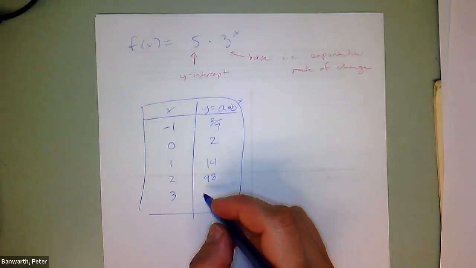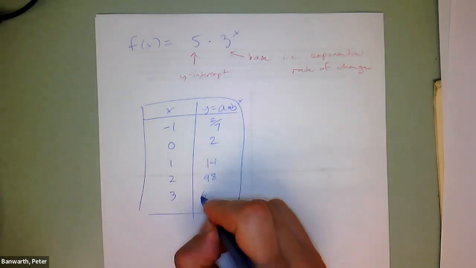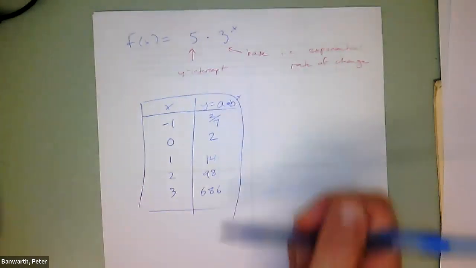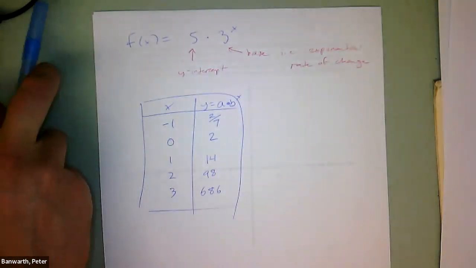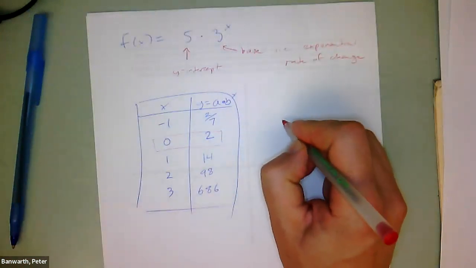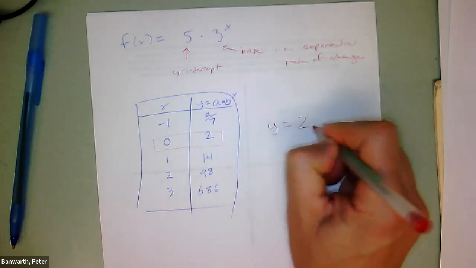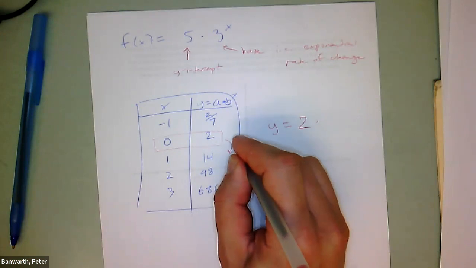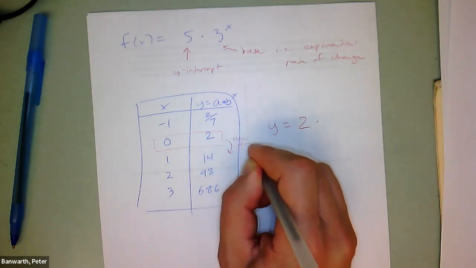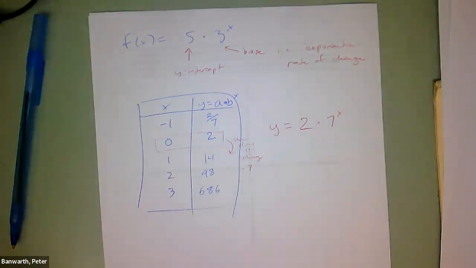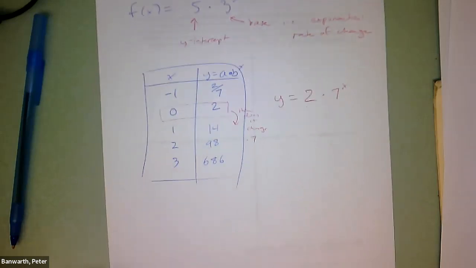7 times 49, 343, 2, 686. Okay. All right, so we're going to find this formula in a bunch of different ways. The easiest way is if they go ahead and give you the y-intercept, that means that's your coefficient right there. And then how does it change? It multiplies by 7, so it must be 2 times 7 to the x. That's the easiest way to do it.